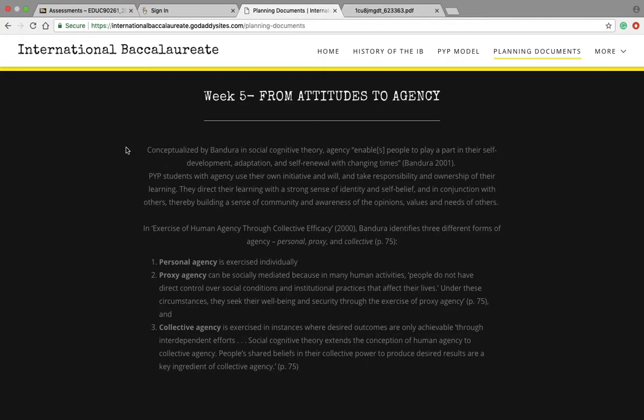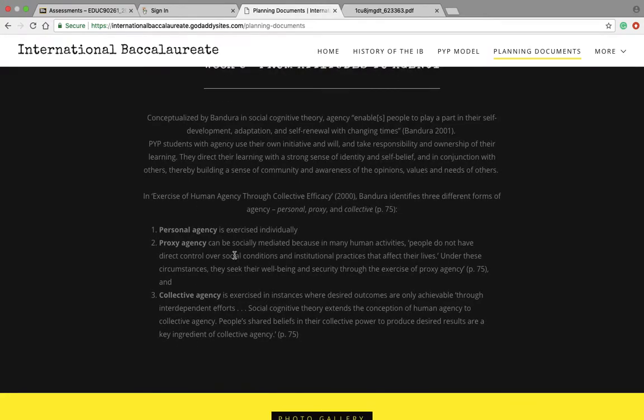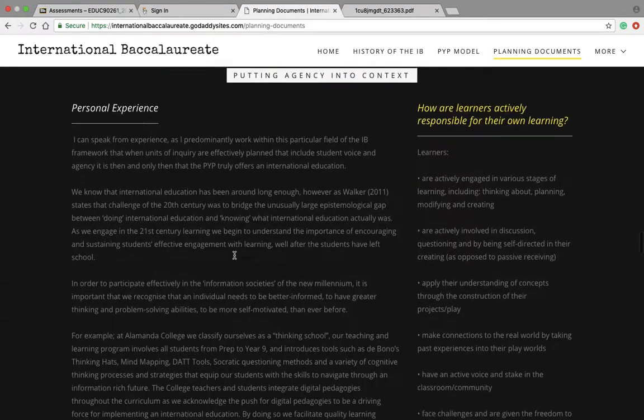Conceptualized by Bandura in the social cognitive theory, agency enables people to play a part in their self-development, adaptation, and self-renewal within changing times. In the exercise of human agency through collective efficacy, he identified 3 different forms: personal agency, which is exercised individually, their own; proxy, where it can be socially mediated; and collective agency, where desired outcomes are only achievable through interdependent efforts.